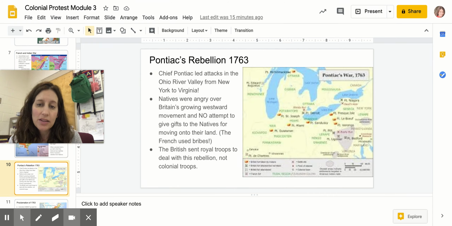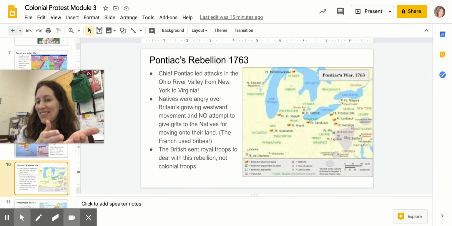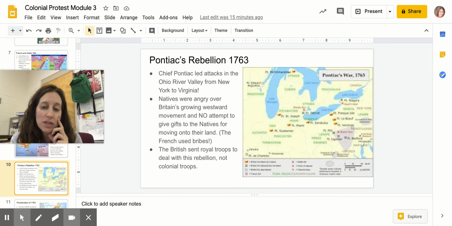In 1763, Chief Pontiac led attacks in that Ohio River Valley, that disputed territory that caused the French and Indian War in the first place. He led attacks in that area from New York to Virginia, on the outskirts. The natives were angry over Britain's growing westward movement, and there was no attempt whatsoever to bribe the Native Americans or gift the Native Americans for the land that Britain was taking. And the French used to bribe them and say, hey, we're moving on your land, but here's some gifts. So the British sent royal troops to deal with this rebellion, not colonial troops. They sent British troops, not colonial troops.